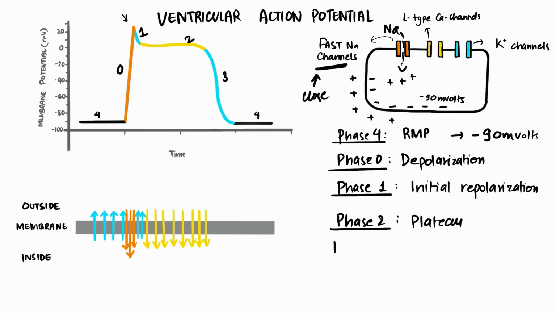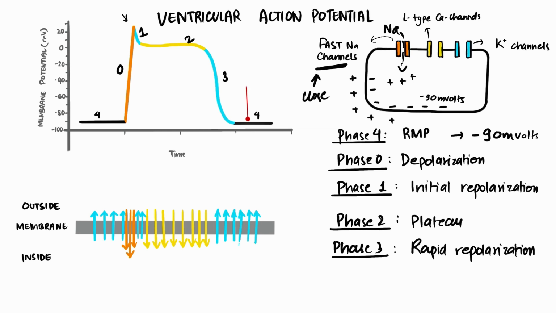Now, phase 3 is the rapid repolarization. Here, the calcium channels close, and hence the calcium influx stops. At the same time, the potassium channels open, causing potassium to rapidly exit. Hence, this ends the plateau phase and the cell membrane potential returns back to its resting level.